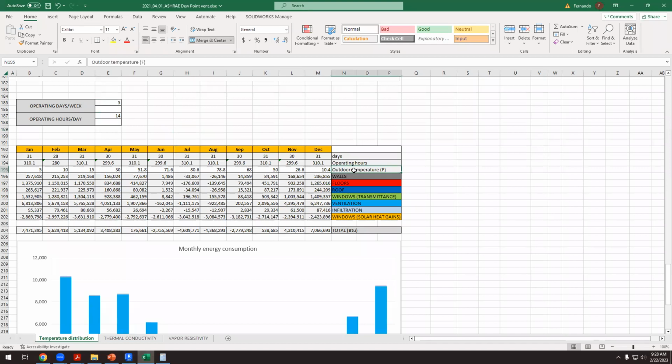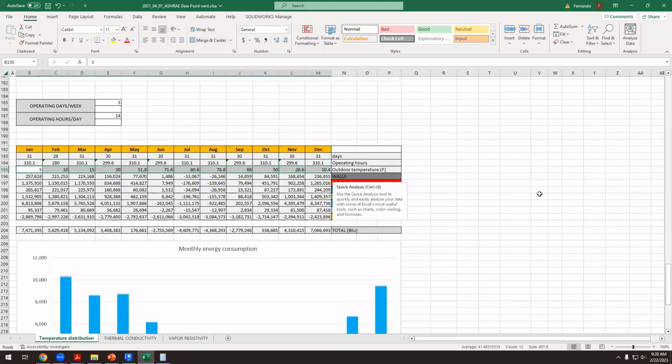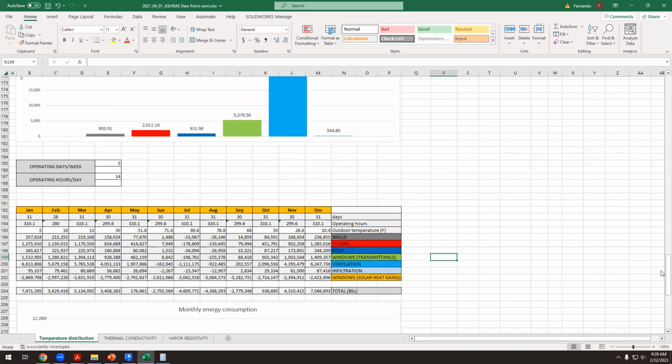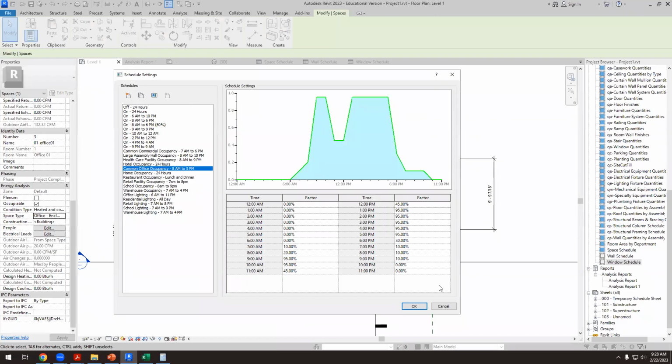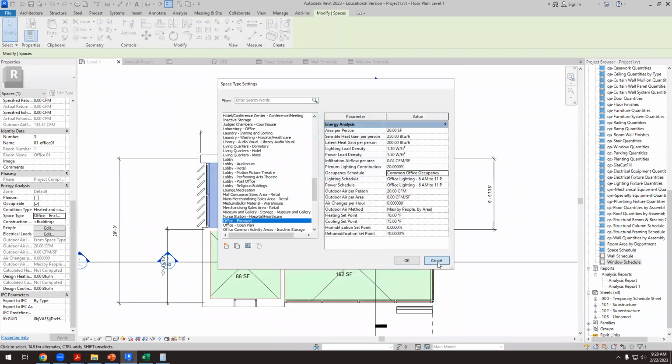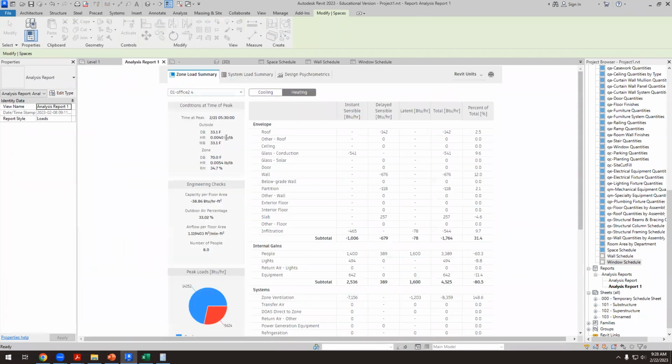And then the outdoor temperature, that's important, and you can change this. Okay, because we are doing this, the peak heating load, we use the coldest temperature that we can have on that day. So that's the coldest temperature, negative 2.9. It comes from Revit, again, from the report. So we look at this, we select the lowest temperature that we find in all the spaces, and then we select this for our Excel file.